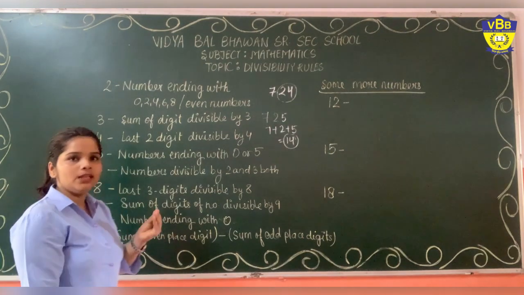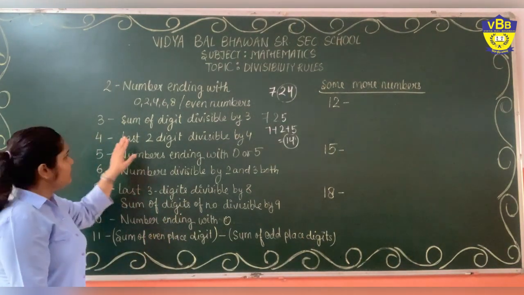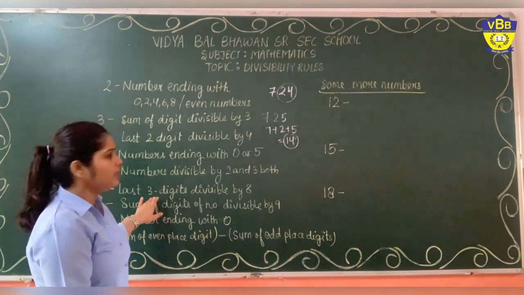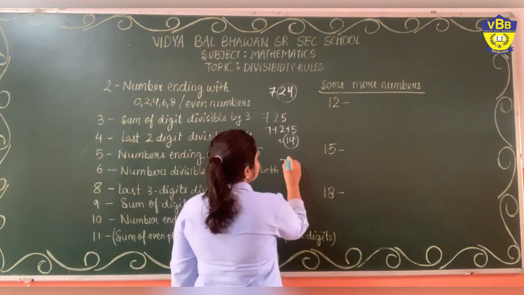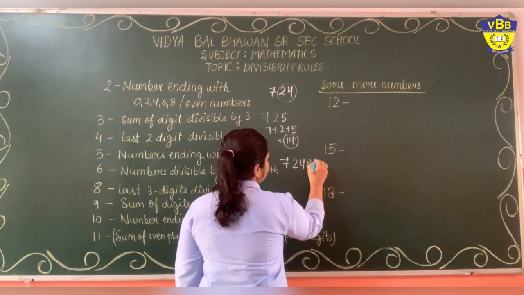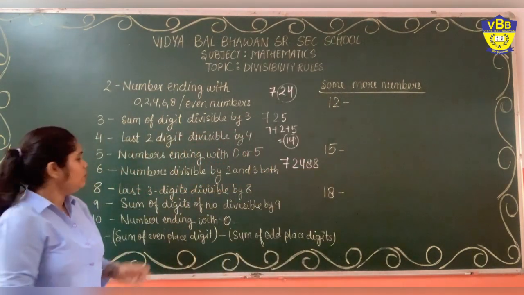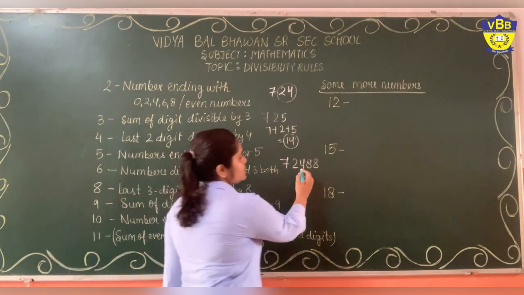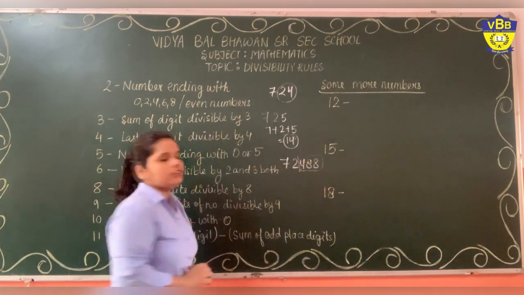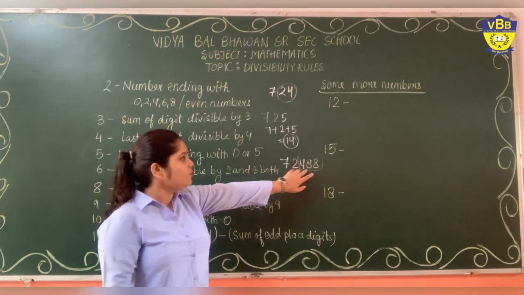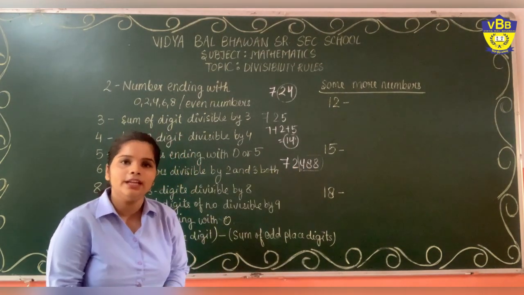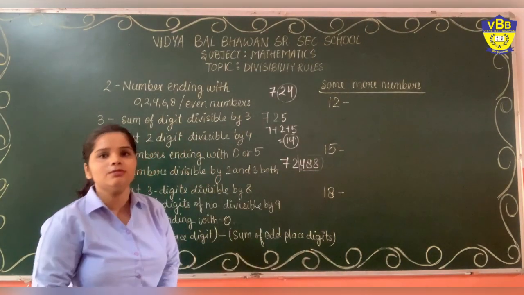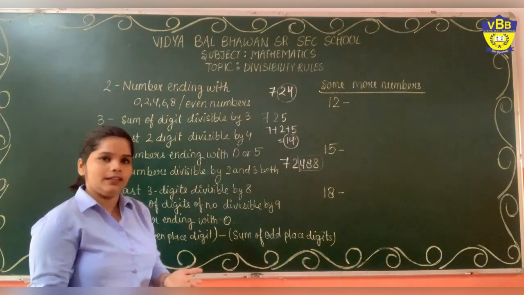For 8, it is somewhat similar to 4. In 4 we check the last 2 digits; in 8 we check the last 3 digits of the number. Suppose we have the number 72488. Now what to do? Check if this number is divisible by 8 or not. You need to check the last 3 digits. The last 3 digits are 488. When you divide 488 by 8, it is completely divisible by 8. That means this complete number, 72,488, is divisible by 8.